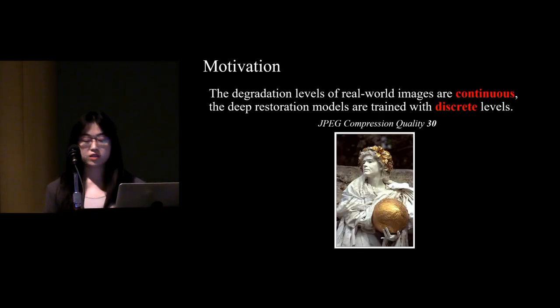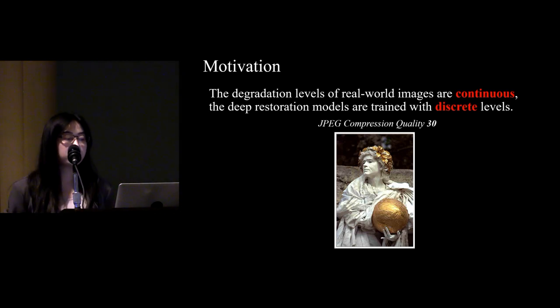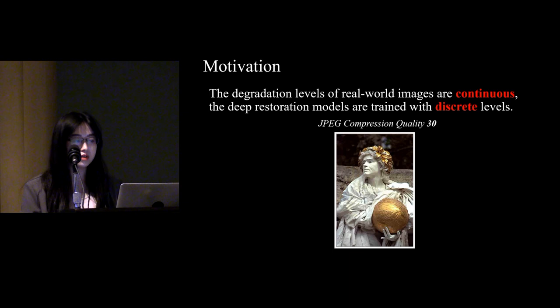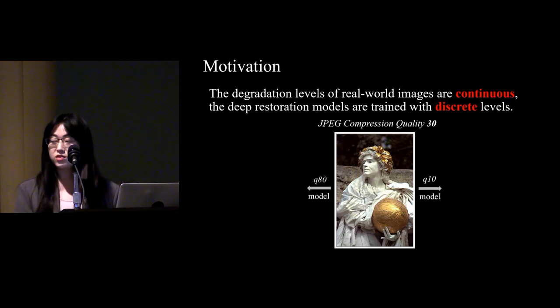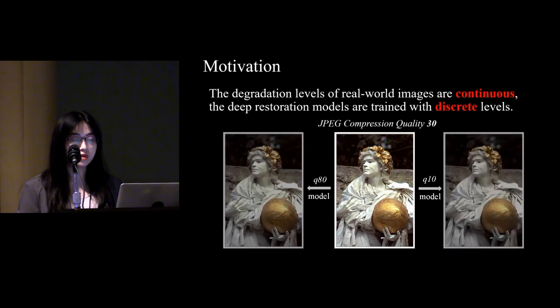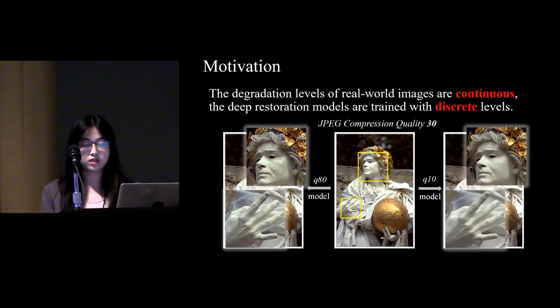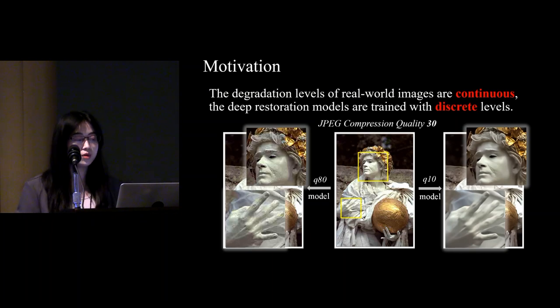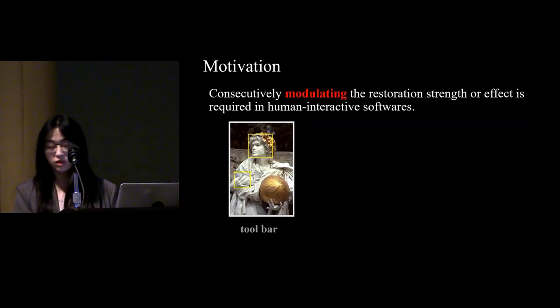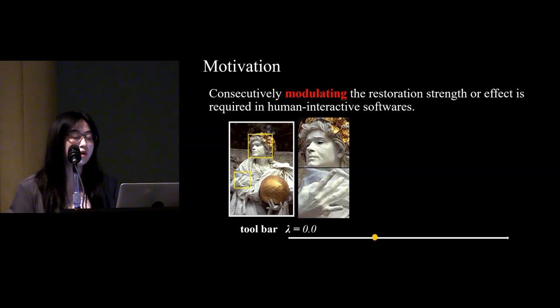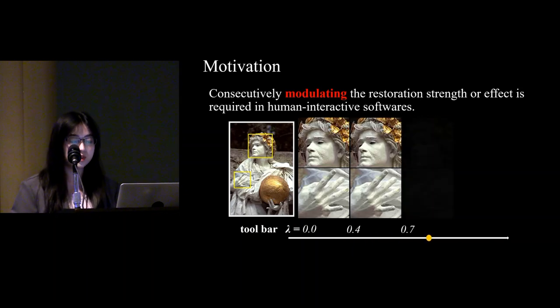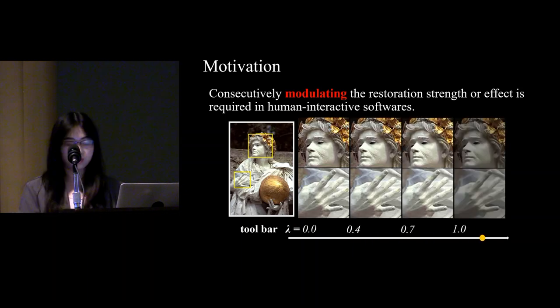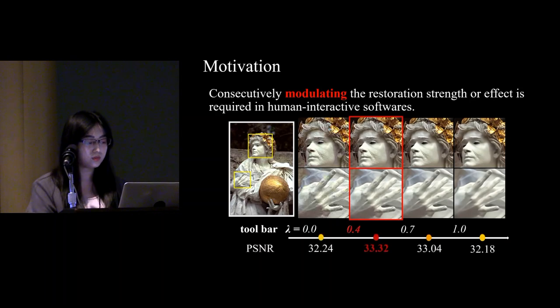The first part is motivation. The degradation levels of real-world images are continuous, but the deep restoration models are trained with discrete levels. So for the middle image with JPEG quality 30, applying a quality 80 model will output over-sharpened results, as you can see from the left, while a quality 10 model will output over-smooth results, as you can see from the right one. Moreover, we always need a toolbar to modulate the restoration strength in human interactive software.